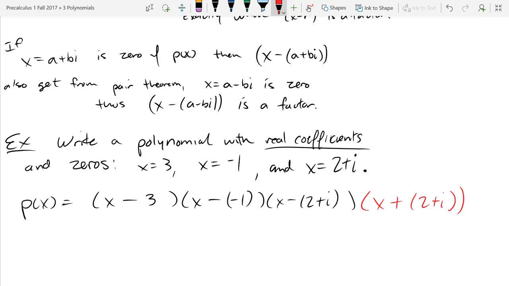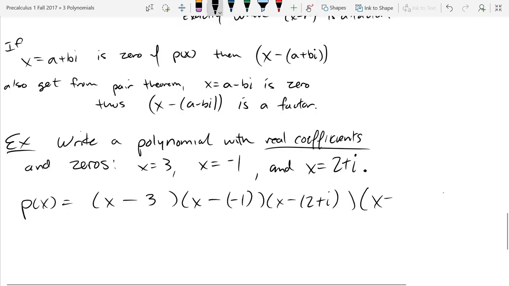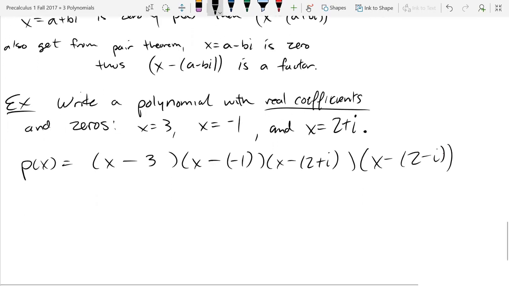So I'm going to write the incorrect conjugate, and I want you to tell me why it's wrong. So don't copy this down. This is almost a conjugate, but what is wrong? It needs to be x minus 2 minus alpha. So I flipped the wrong sign. You need to flip the sign of the complex number. So you want the conjugate of the complex number. So it's going to be x minus 2 minus i.